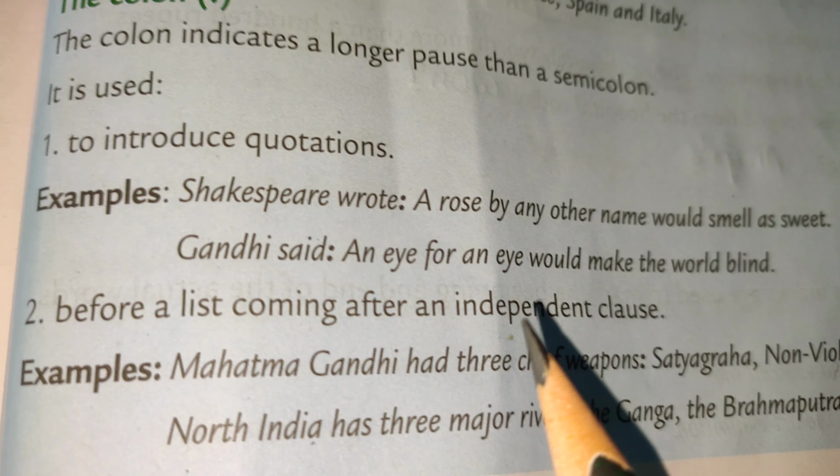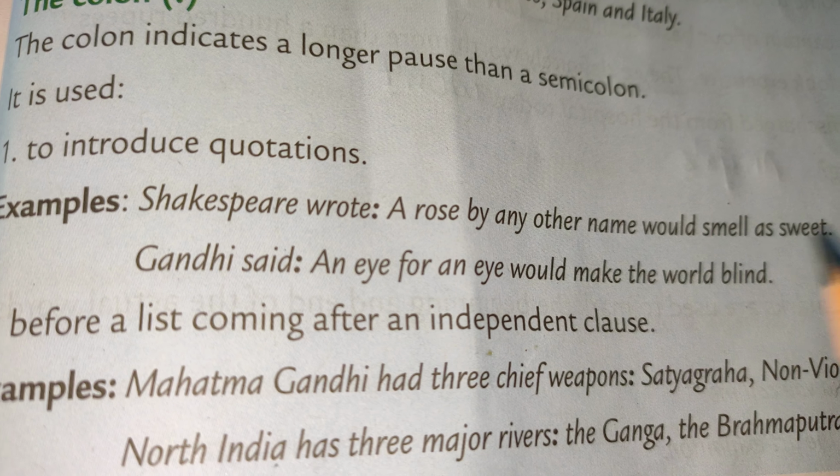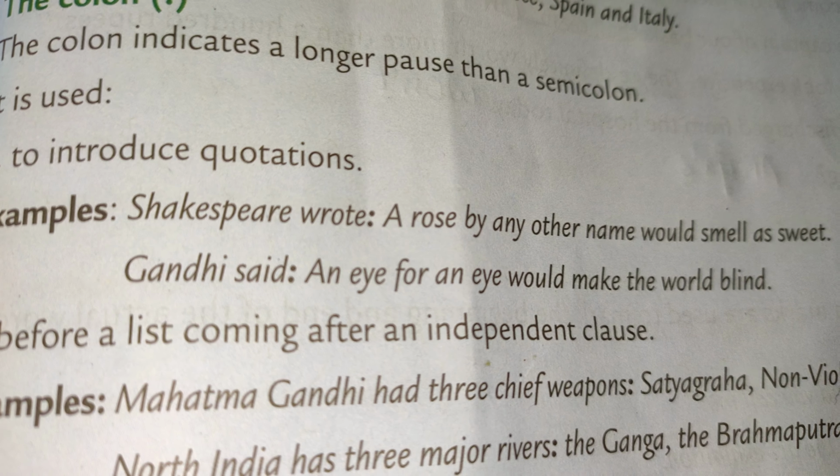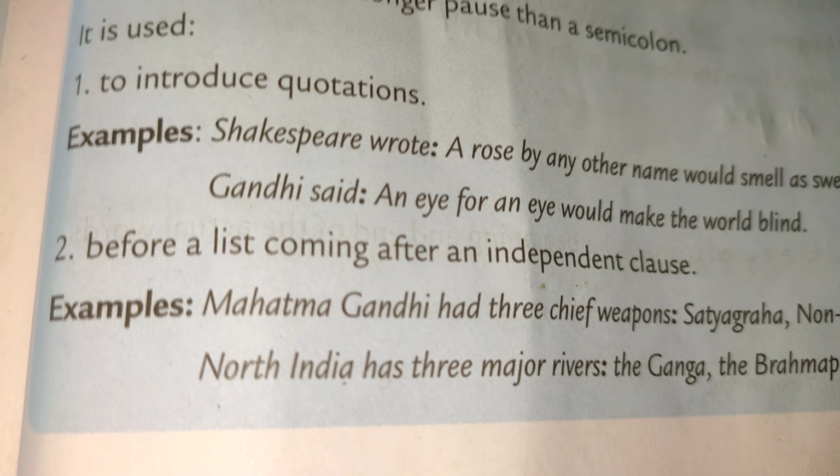Gandhiji said, "An eye for an eye would make the world blind." So this is what Gandhiji has said. And if we have to separate this from the rest of the sentence, then we will use the colon.